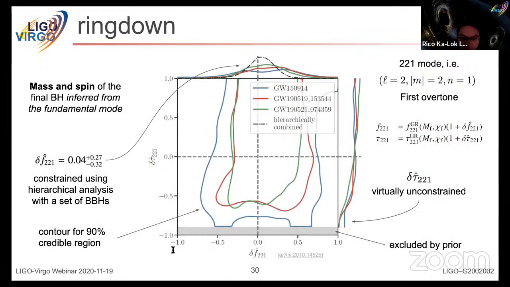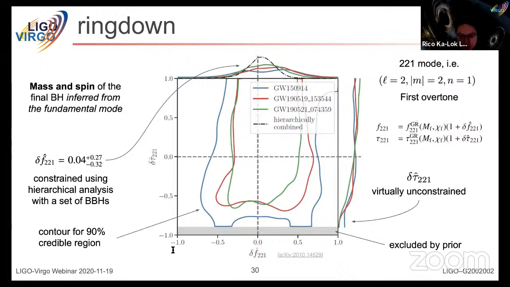Here we did the same thing, but for the 2 to 1 mode, the first overtone. In particular for this analysis, we are using only the ringdown part of the data, where the final mass and spin are instead inferred from the fundamental mode. Here we're only showing the contours for 3 events as examples, but we actually use more events in the hierarchical analysis for constraining delta f 2 to 1, where we get delta f 2 to 1 to be roughly 0.04 plus or minus roughly 0.3. But for delta tau 2 to 1, they're virtually unconstrained because they're very difficult to measure.